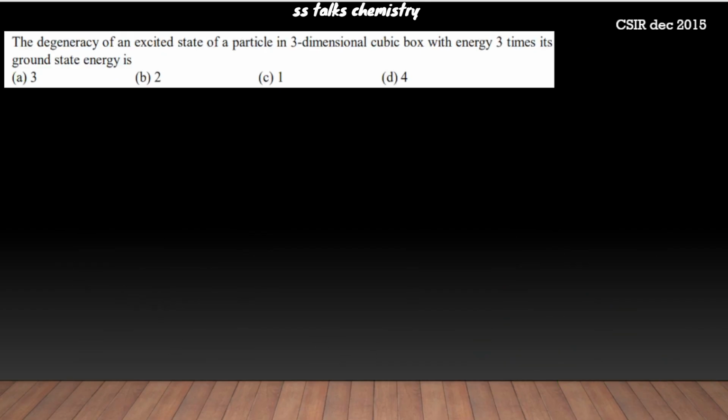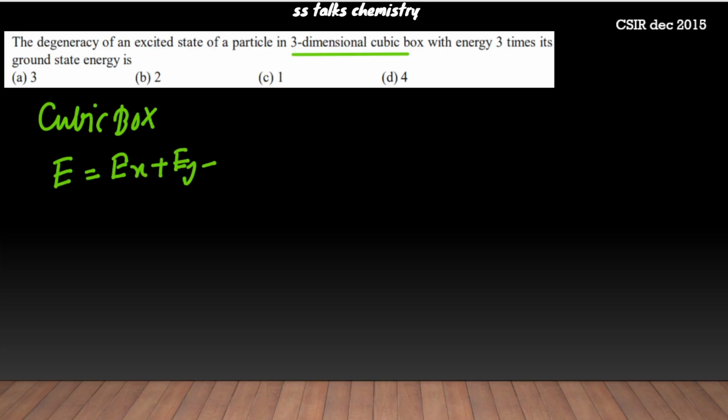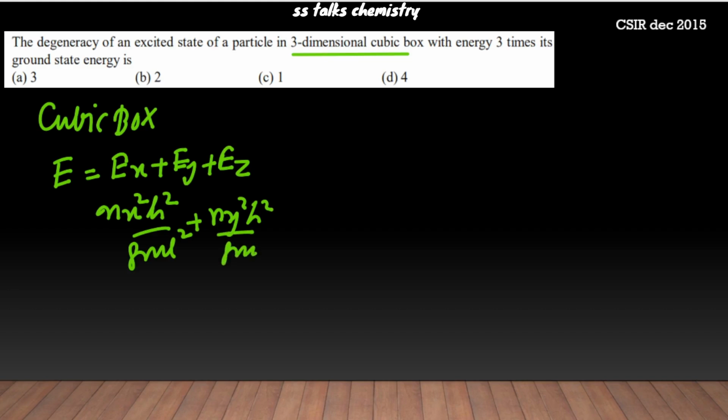Okay. Next, the degeneracy of an excited state of a particle in a 3-dimensional cubic box with energy which is 3 times its ground state. So now the particle is in the cubic box, right? That means all 3 directions will be included. Energy for this will be the sum of energy along x plus along y plus along z. That is going to be nx^2 h^2/8mL^2 plus ny^2 h^2/8mL^2 plus nz^2 h^2/8mL^2 of it.